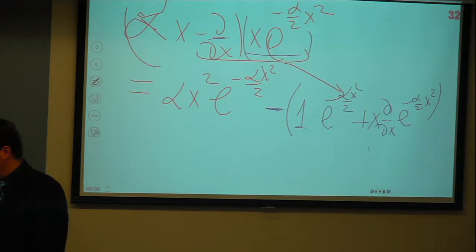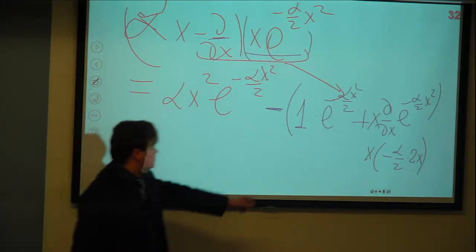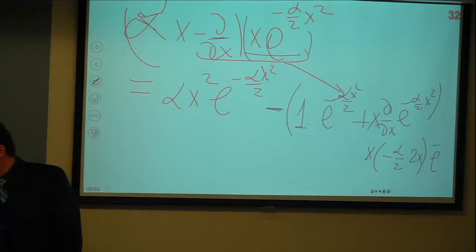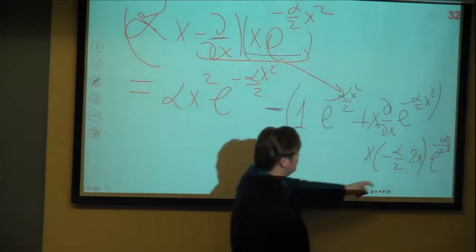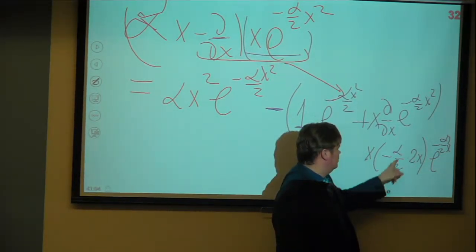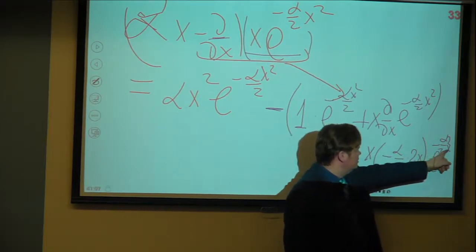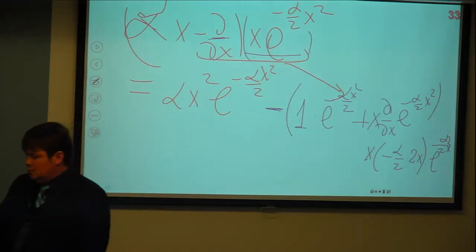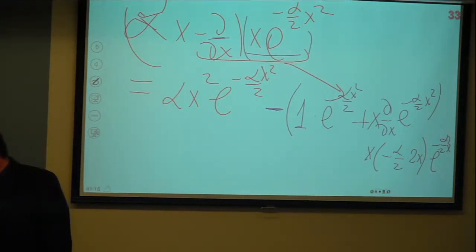Which will be minus alpha by 2 times 2x, right? The derivative of the exponential is the exponential itself. And the derivative of the power: the constant doesn't get changed, and the derivative of x squared will be 2x. Okay. And then the factor 2 cancels.